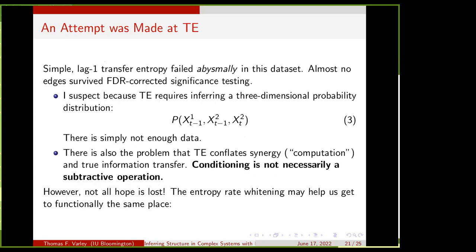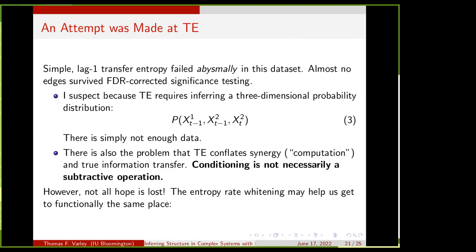I tried doing transfer entropy and it was an abysmal failure. I was using Gaussian assumptions and I only did a single lag, and almost no edges survived FDR corrected significance testing. I set my thresholds to 1 in 1,000, and then Bonferroni corrected on top of that, which brought me down to something like 10 to the -9. Over all of the data sets, I think maybe 4 edges survived statistical significance testing.